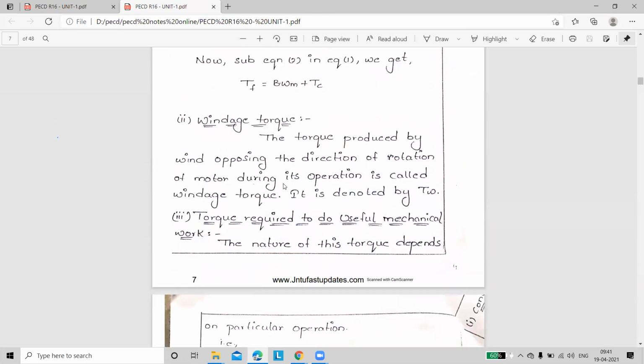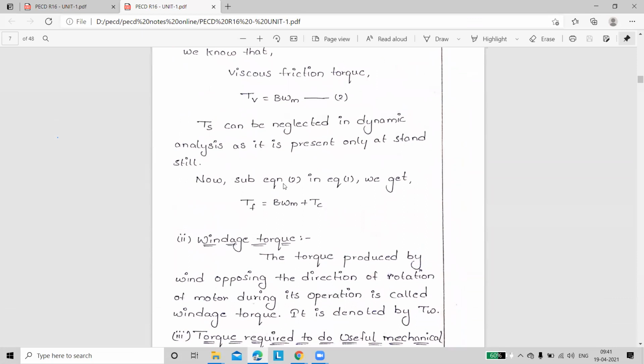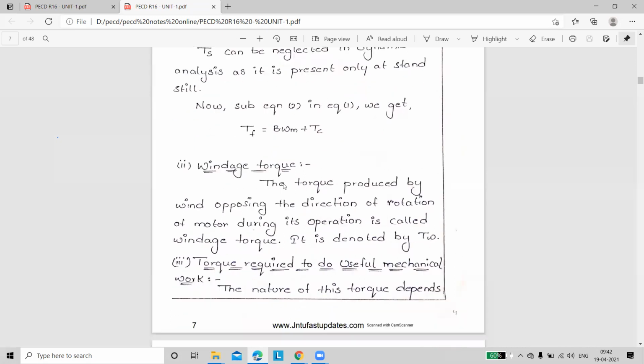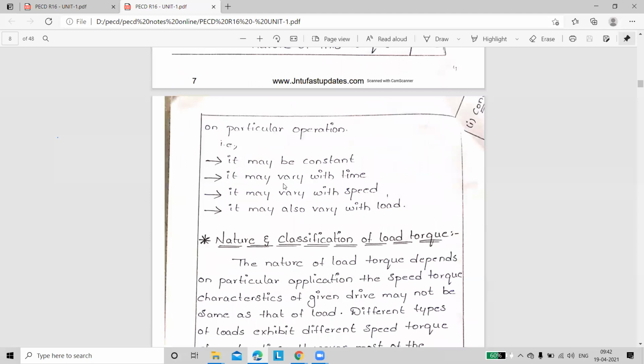And the second one is windage torque. Windage torque means, just see this, the torque produced by wind opposing the direction of rotation of the motor during its operation is called windage torque. That means whenever the motor is going to rotate, listen carefully, the torque produced by the wind in the opposite direction of rotation is nothing but windage torque.